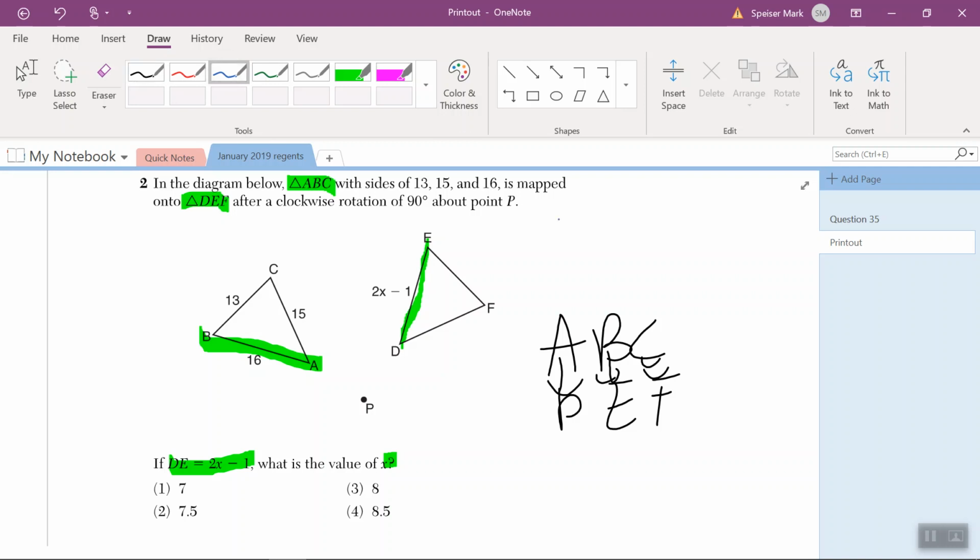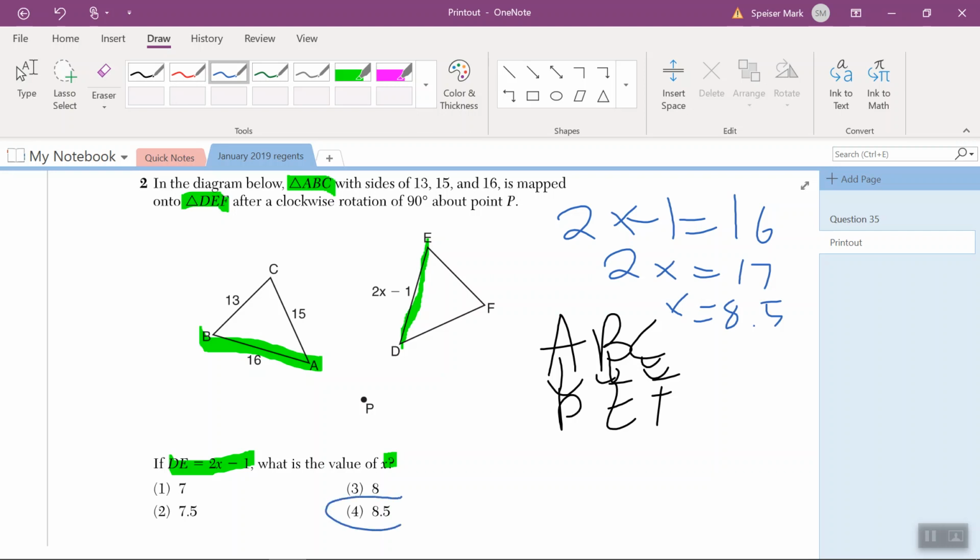Therefore, in this case, 2x minus 1 equals 16. Solve for x. Add 1 on both sides, and we get 2x equals 17. Divide by 2, and x equals 8.5. Choice 4. On to the next question.